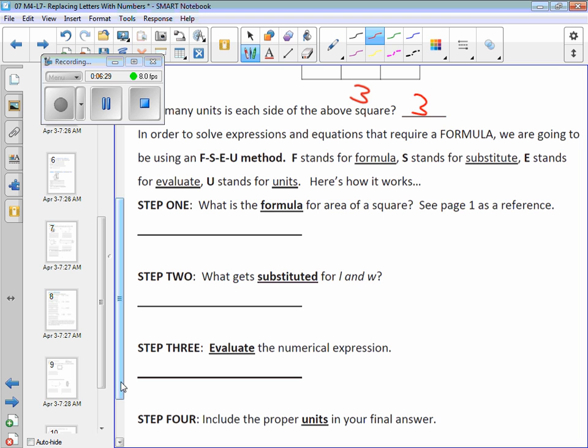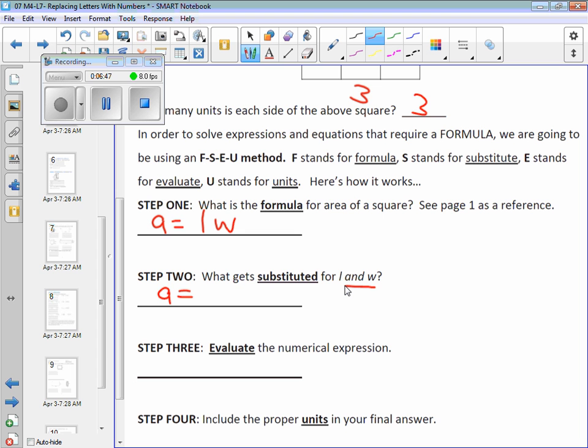They use L and W here. Let's do A equals LW. But the length and the width are the same size, so it doesn't matter what goes first and what goes last. We're now going to substitute.